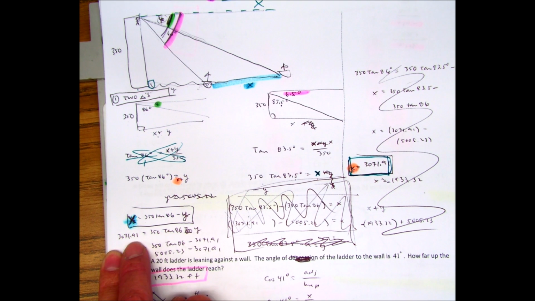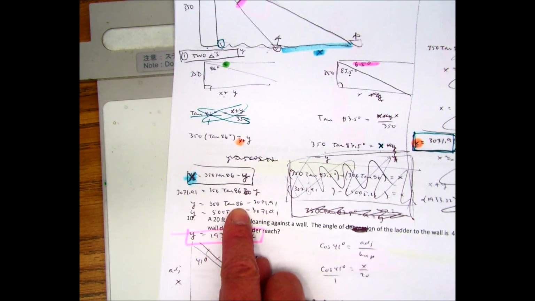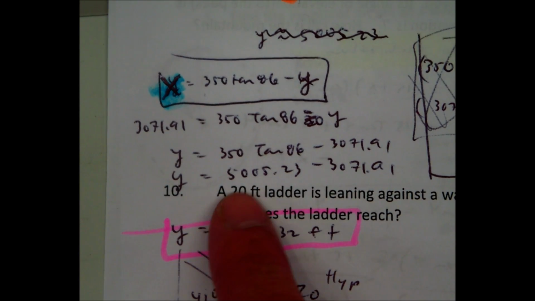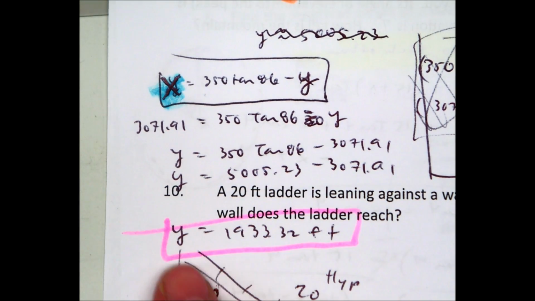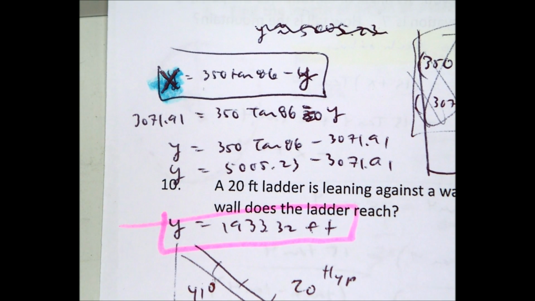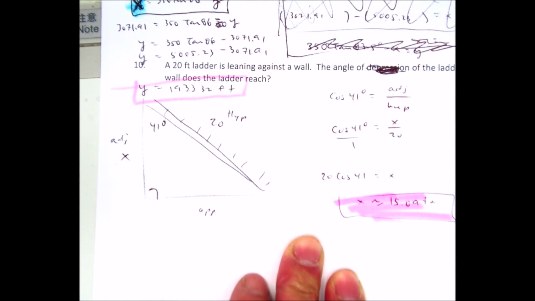I have now 3,071.91. I can just subtract that from both sides. And this is a minus y, so I can add y to both sides. 350 times tangent of 86 gives me 5,005.23, and then I'm just subtracting those two values, and I get 1,933.32.